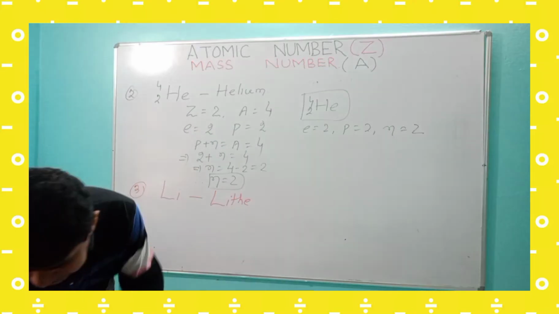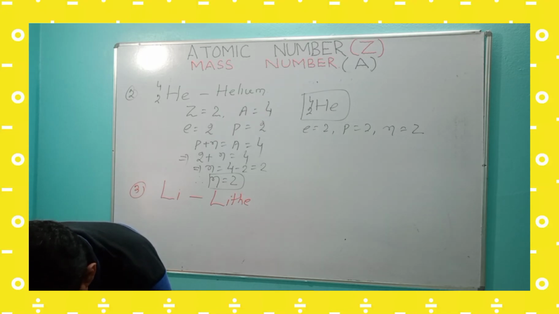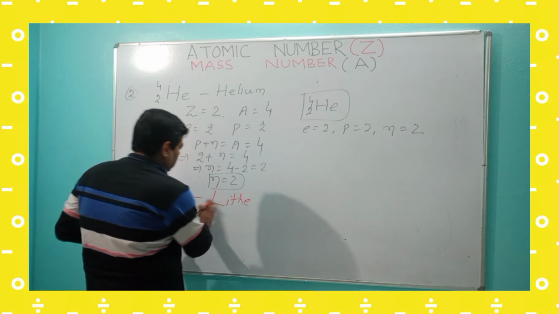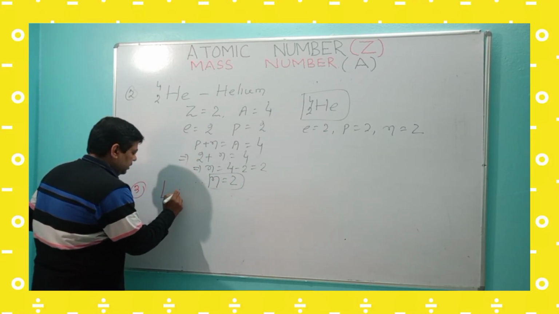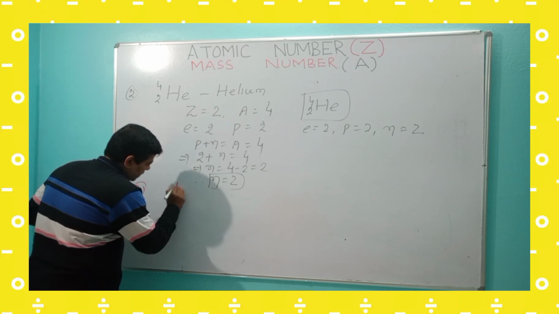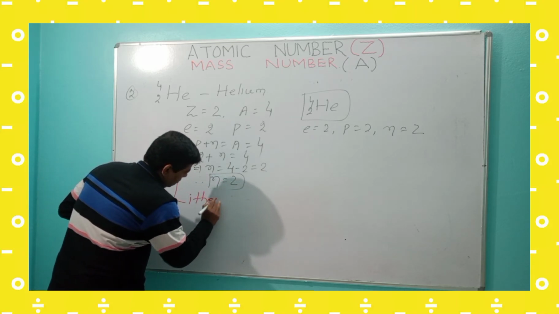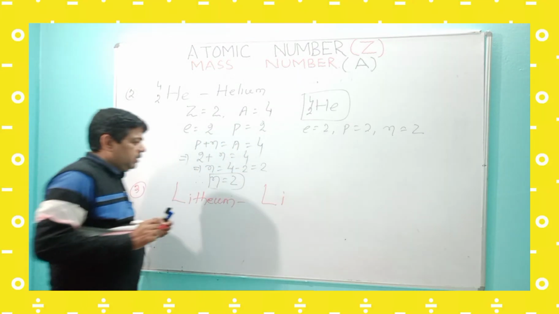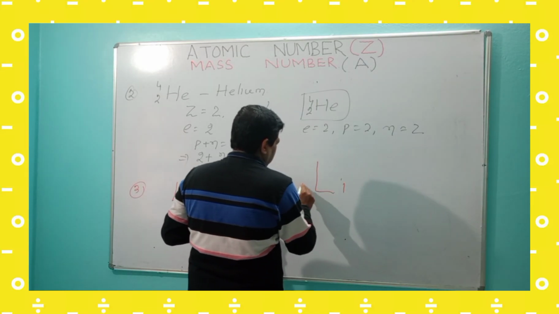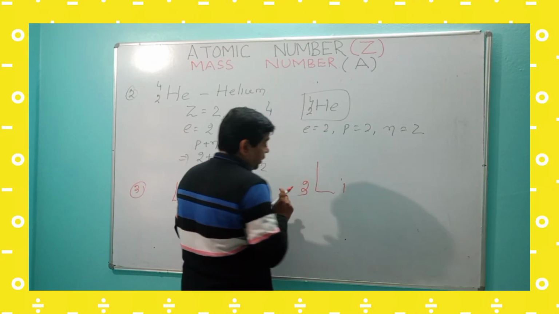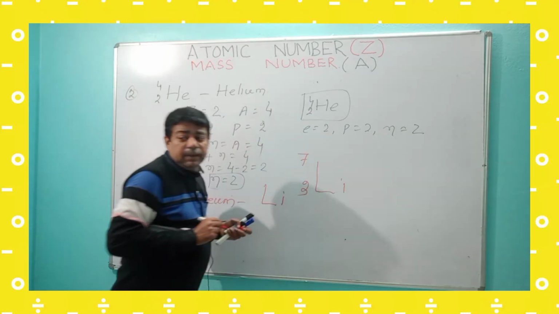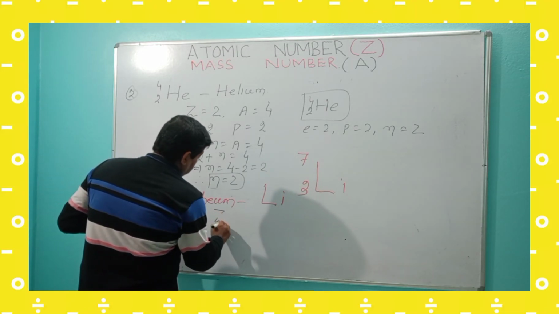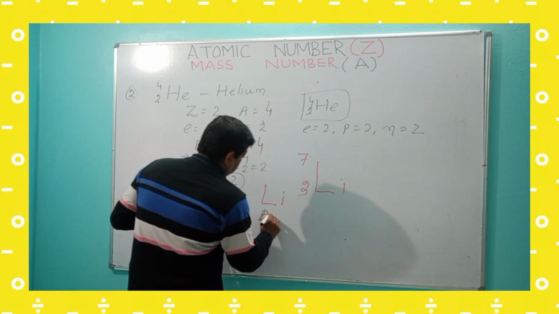This is lithium. The symbol of lithium is Li. Is it clear? Here lithium is denoted with atomic number 3, and the mass number is what? 7. So here the atomic number is 3 and the mass number is 7.